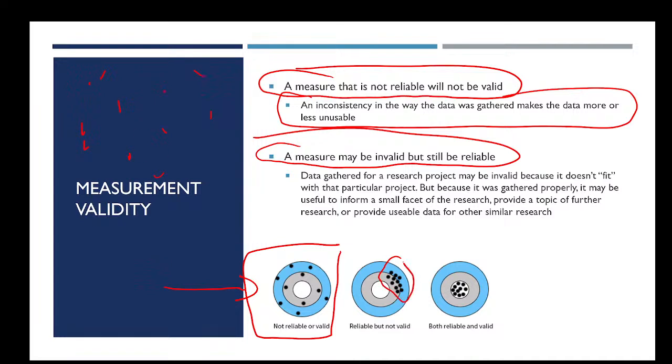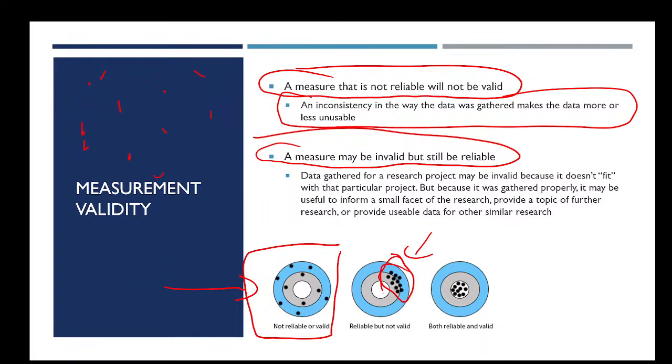Okay, now the trick is sometimes a measure may be invalid but still reliable. This is where maybe you're asking about a concept incorrectly. Let's say we're back to my silly religiosity versus breakfast cereals. You want to figure out people's religiosity, and you've got questions all about breakfast cereals. Those could be very reliable. Everybody's going to tell you that Lucky Charms are terrible, or Bran Flakes are bad, Frosted Flakes are great, whatever it happens to be. I don't know anything about cereal, to be honest.